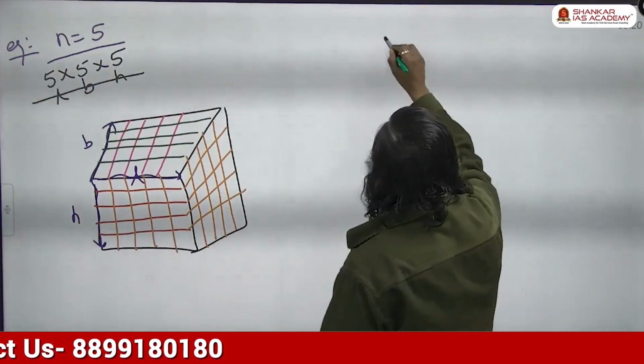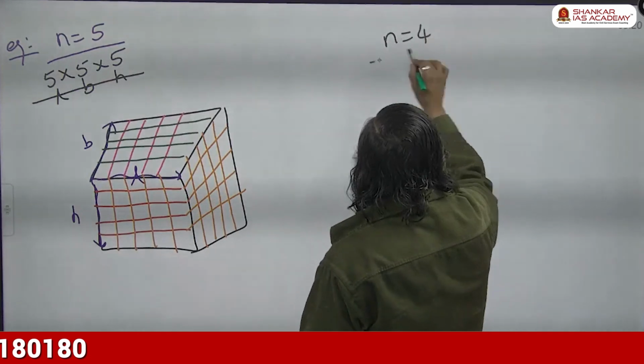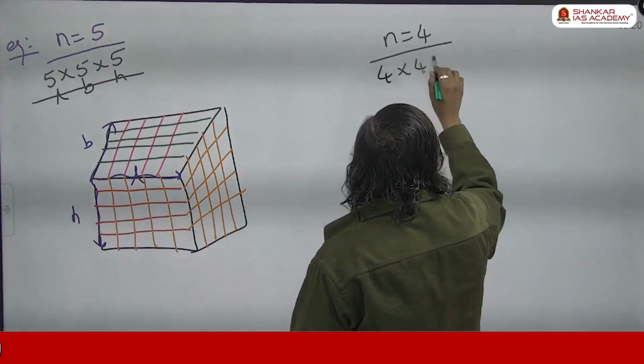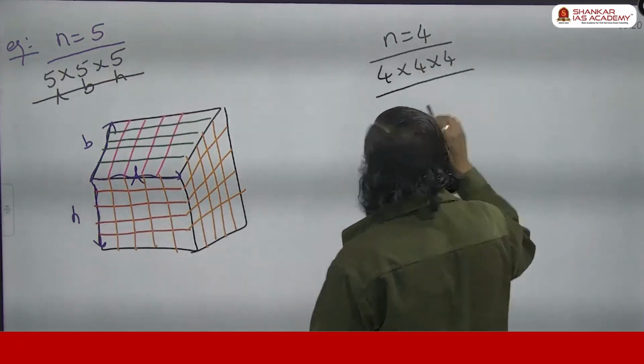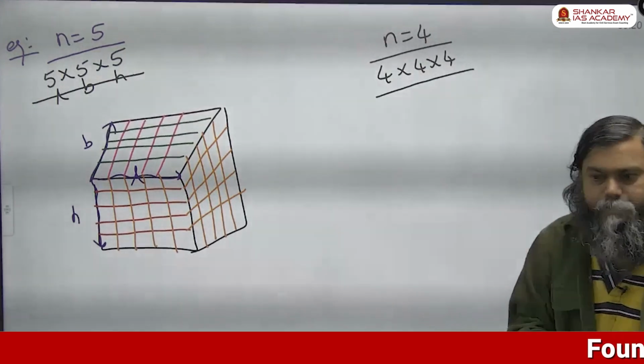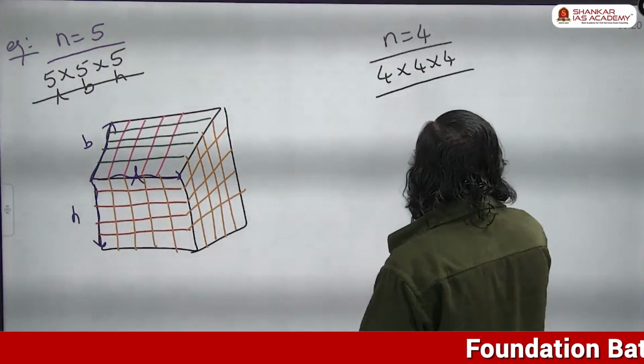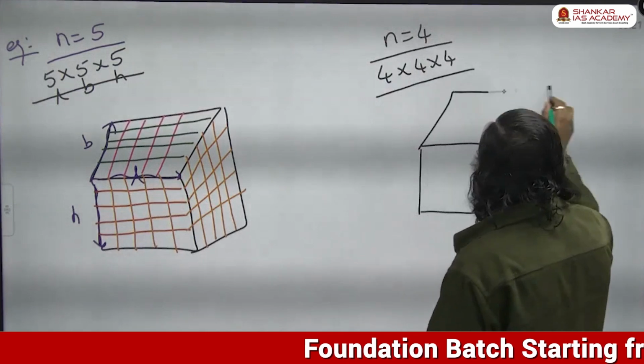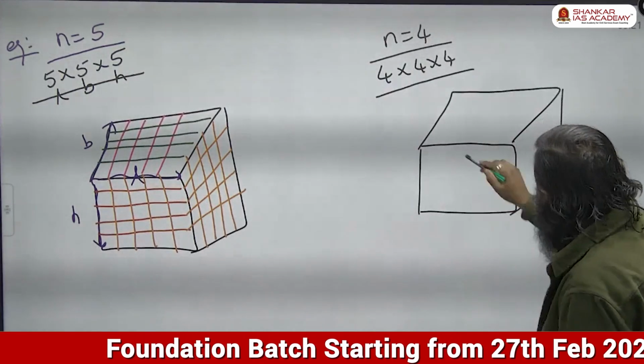Now listen. N equal to 4. So on each side, how many pieces? 4 into 4 into 4. That means the smaller piece's length is 1 centimeter. Do you understand this, boss? Now tell me, length, how many pieces? 4 pieces means how many cuts? You see how I am cutting.